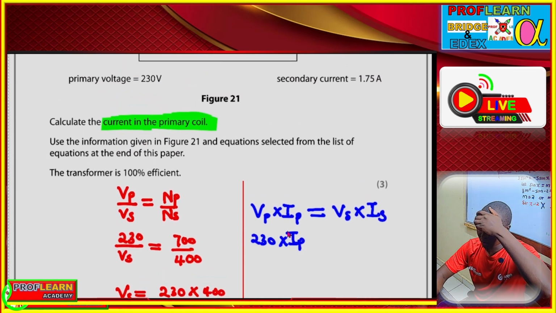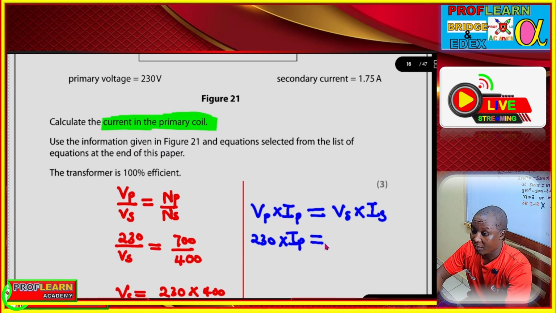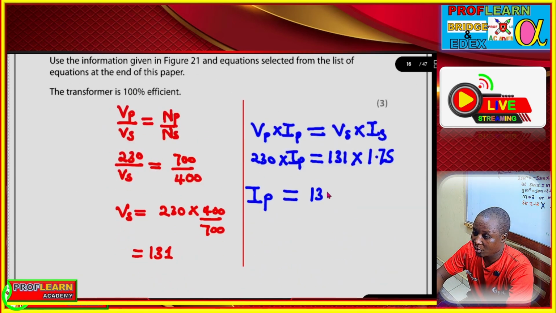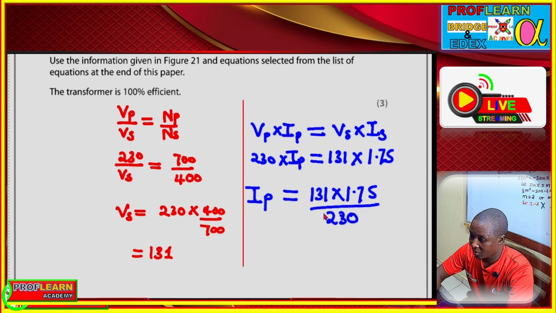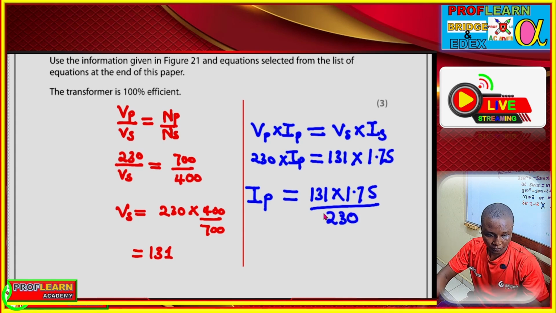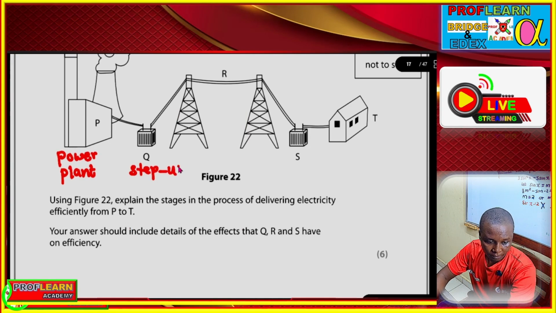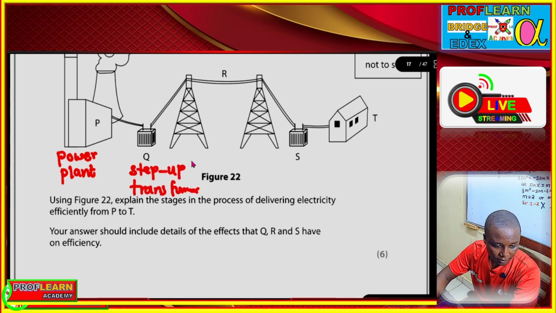So I want us to find the current in the primary coil, and by dividing by 230 both sides, this is going to translate to what? Oh, did I make a mistake somewhere? Did I make a mistake somewhere, guys?